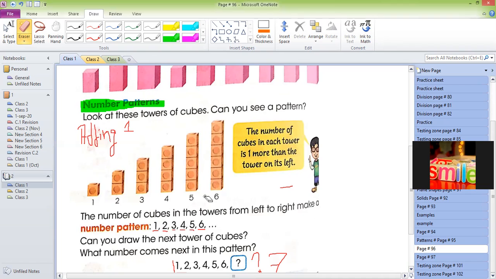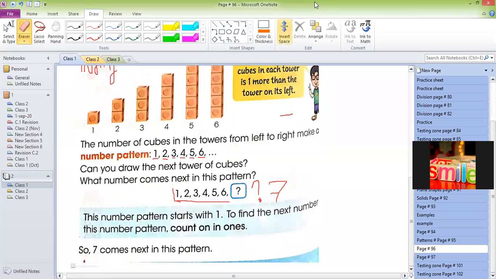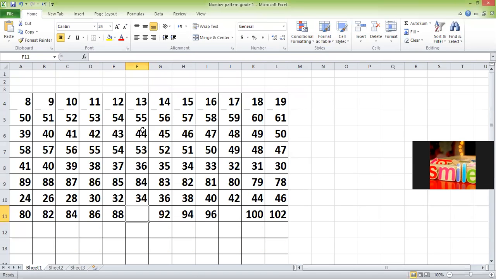You can tell me the next number. 6. One more of 6 is what? 7. You can add also, 6 plus 1 equals 7. Right? So for this, we were doing some examples here.